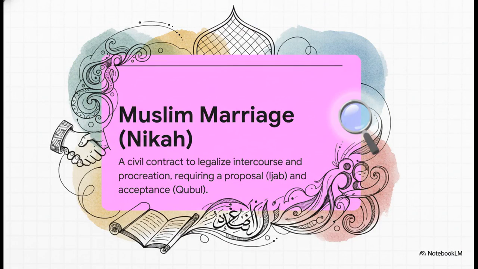Now, Islamic tradition sees it in a very different light. The nikah is defined quite clearly as a civil contract. Its purpose is very direct, legalizing sexual intercourse and the procreation of children. And just like any contract, it requires a formal proposal, the ijab, and a formal acceptance, the qubul. It's a clear, legal agreement.